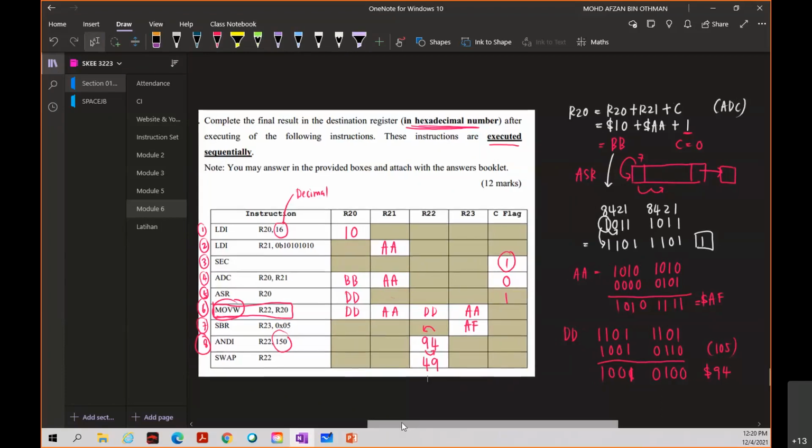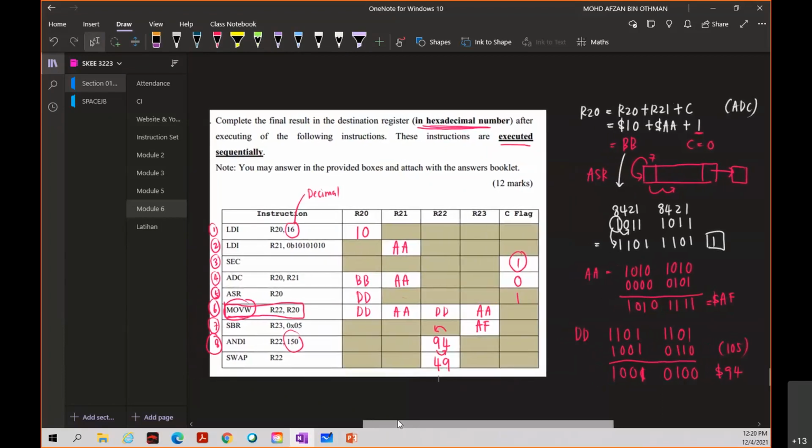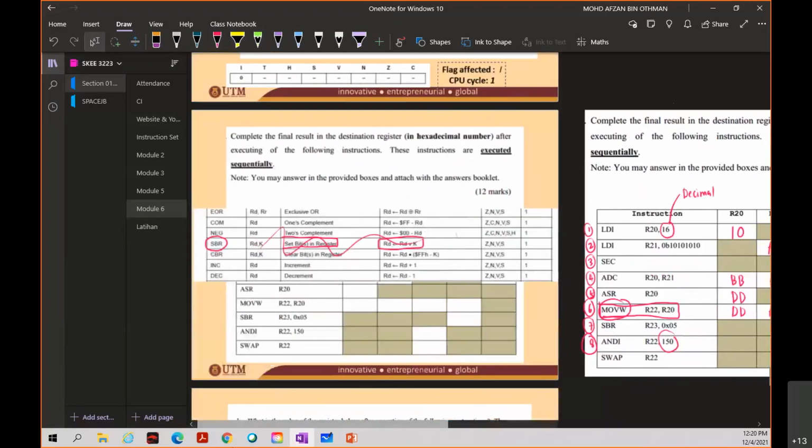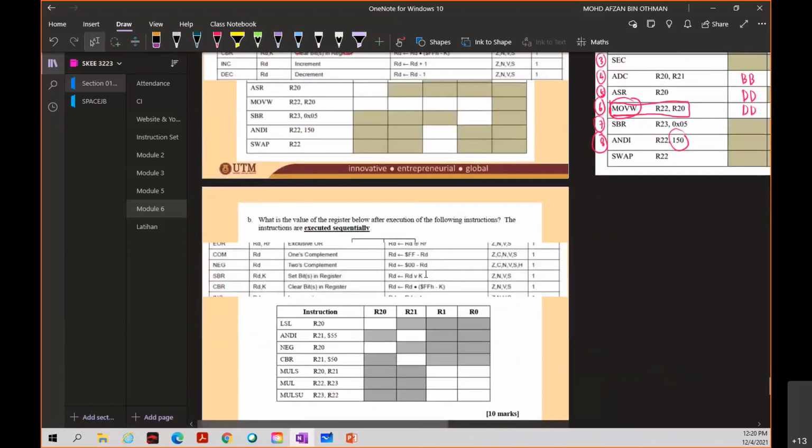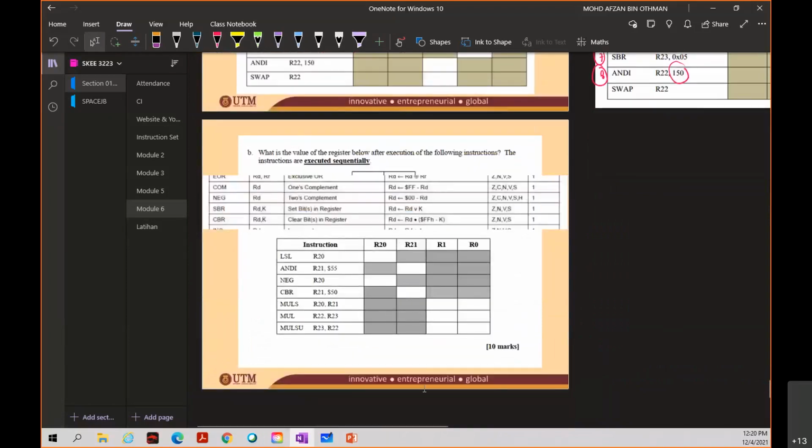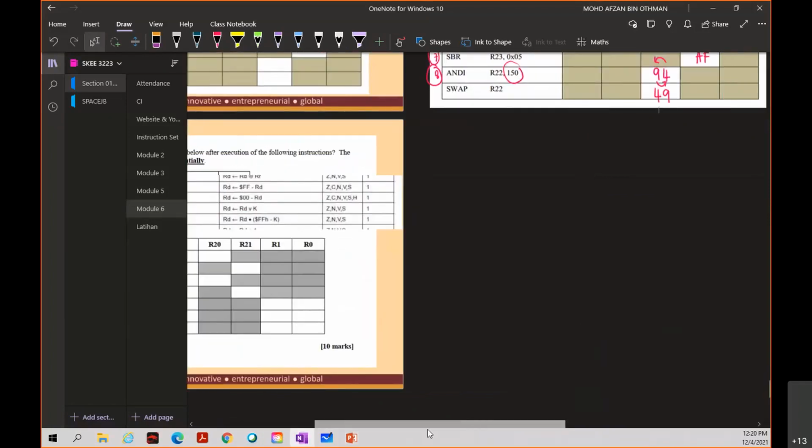Okay, any question up until here? If no question, we're going to have another example here, another exercise. I will give you another 10 minutes to solve this exercise, and then after that we discuss the answers. So wait a moment, I copy the question first.